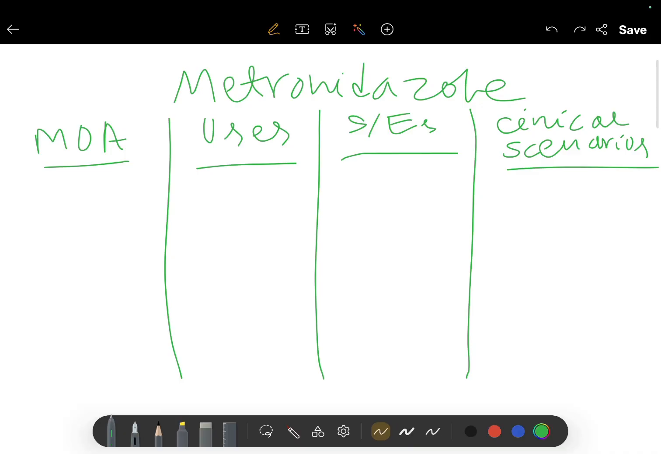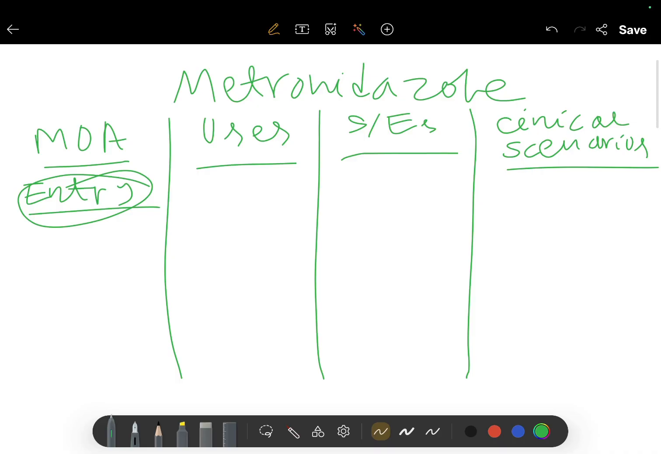So the mechanism of action of metronidazole, if you want to say this in one word, it inhibits nucleic acid synthesis. Now let's study it in detail. First the drug has to enter. So how does it enter? It enters via passive diffusion.